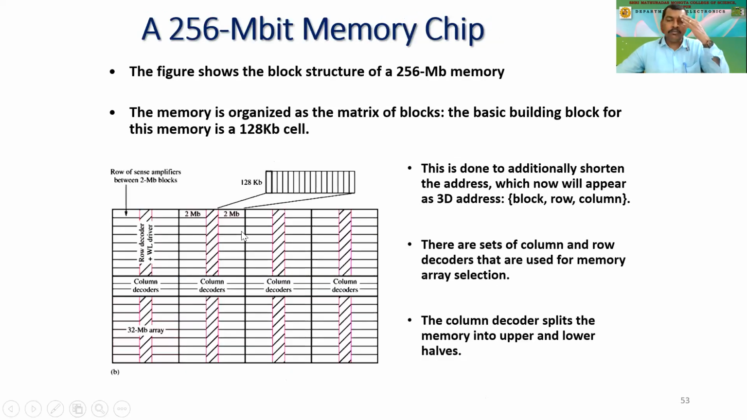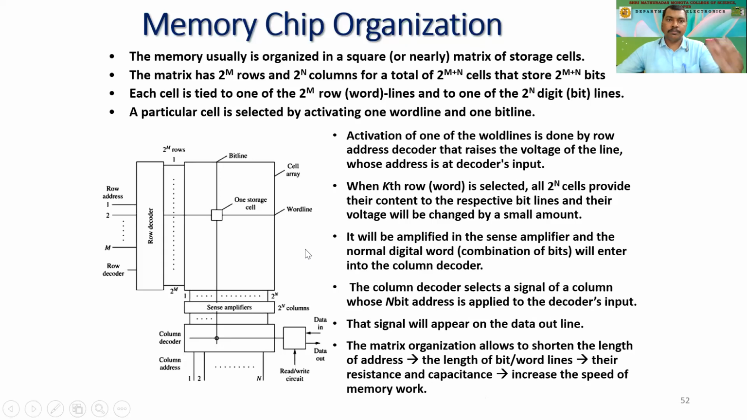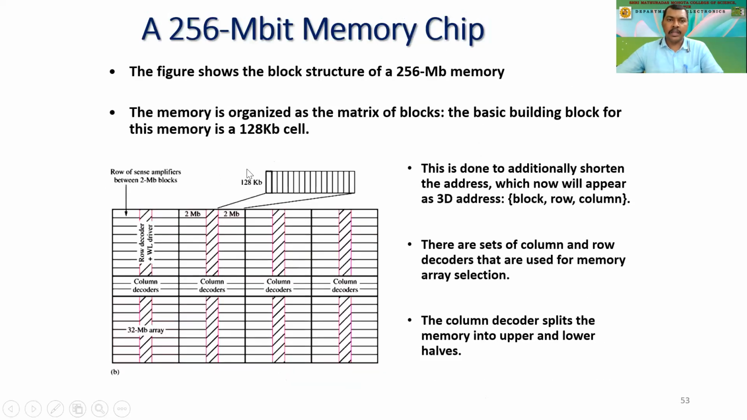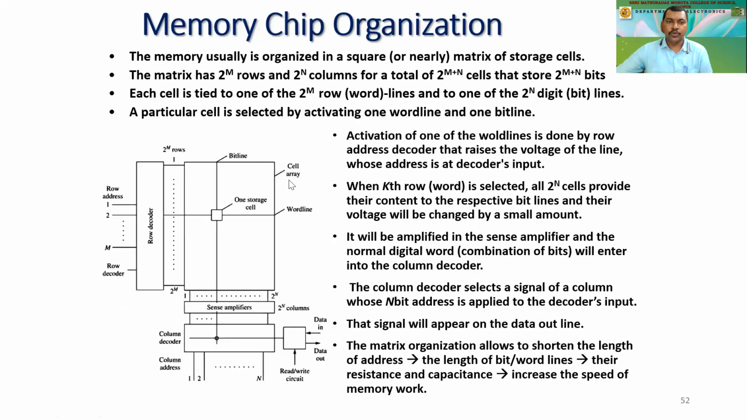And accordingly, now this is one particular cell, and we can have a 256 MB memory like this. So we'll have the block structure of a 256 MB memory. The memory is organized as a matrix of blocks. The basic building block of this memory is a 128 KB cell. So this 128 KB cell we are having, as we have shown in the last slide.